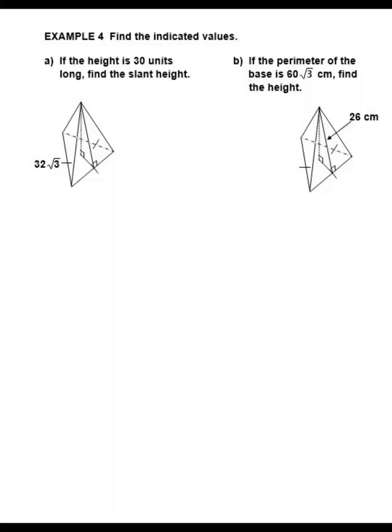Okay, so this is the last part. This is the last example, or last examples, A and B. And to be honest, these ones are going to be a little more involved. Again, we're just going to be looking for slant height and the height for A and B. Notice that these have triangular bases.